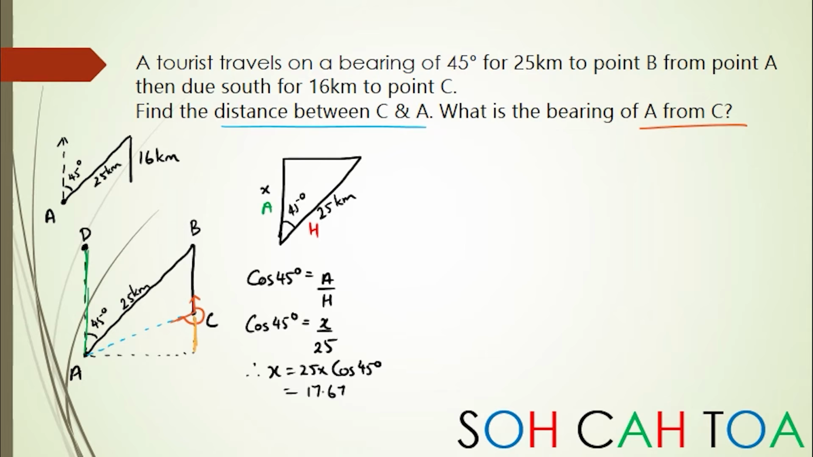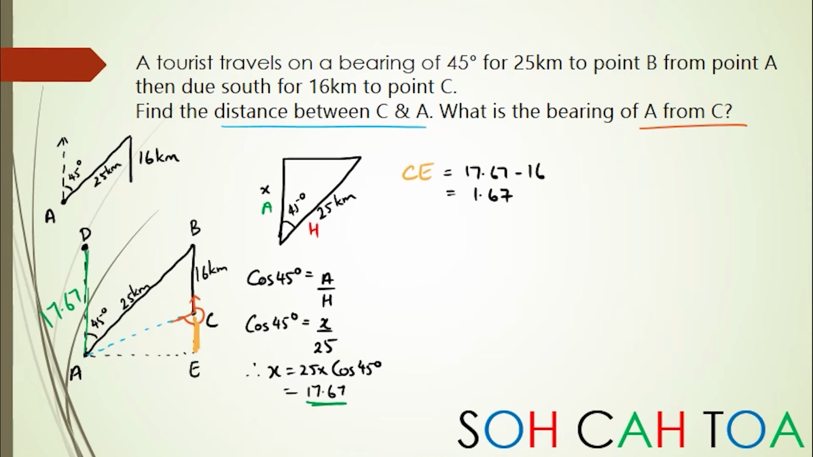Now, if x is 17.67, I could work out what this distance here is, because the 17.67 is the green line here. If that's the green line, we already know that BC is 16 kilometers. I'm going to put another point and call this E. So CE, which is the gold line, is going to equal 17.67 minus 16, so it's equal to 1.67.